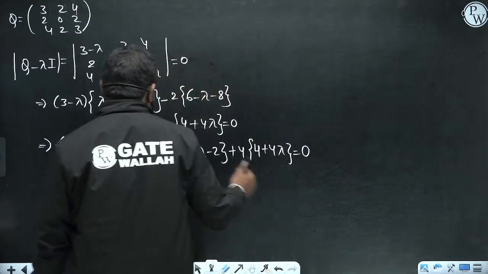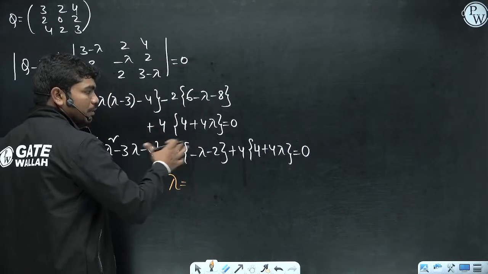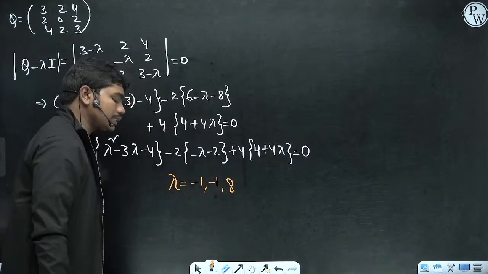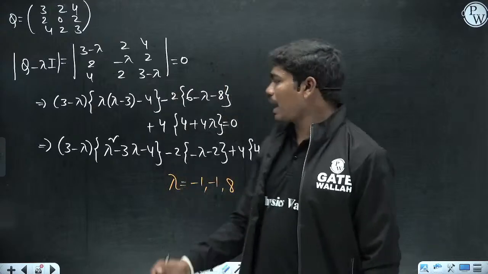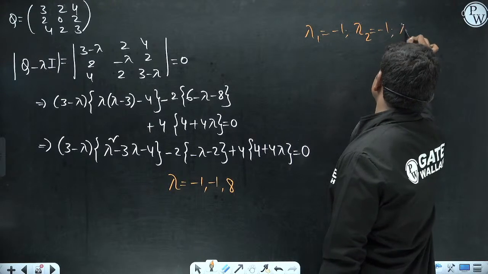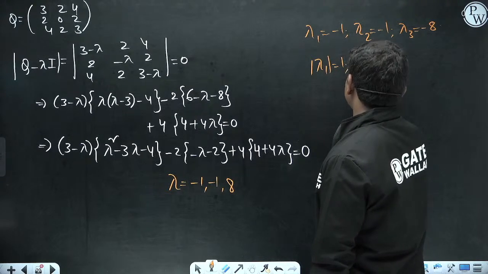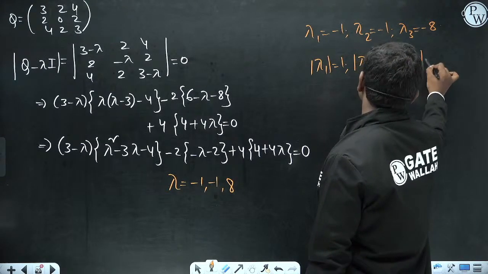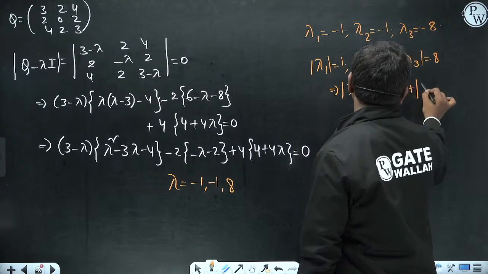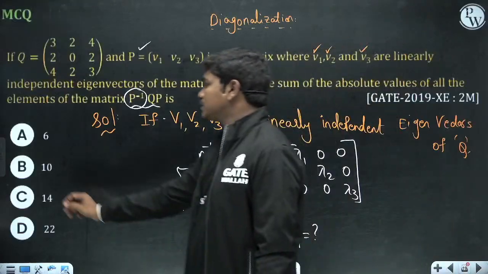So basically we can get the eigenvalues. Anyhow, you know how to solve this equation directly. You will get a factor lambda plus 1 after a bit of simplification. So actually lambda is equal to minus 1, minus 1, 8. So lambda 1 is equal to minus 1, lambda 2 is equal to minus 1, lambda 3 is equal to minus 8. So the magnitude of lambda 1 is 1, lambda 2 is 1, and lambda 3 is 8. So the total sum is equal to 10. So this is one way of solving this question, and that's how the answer is 10.